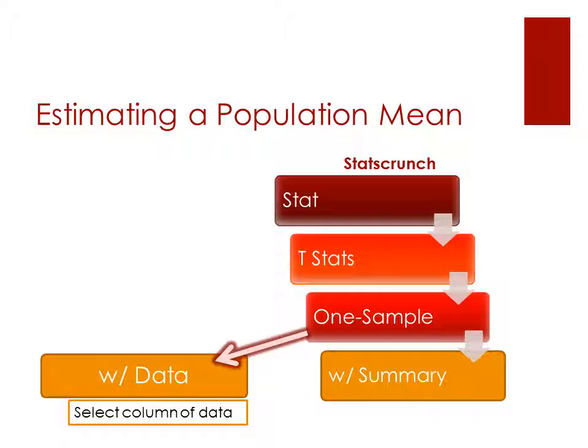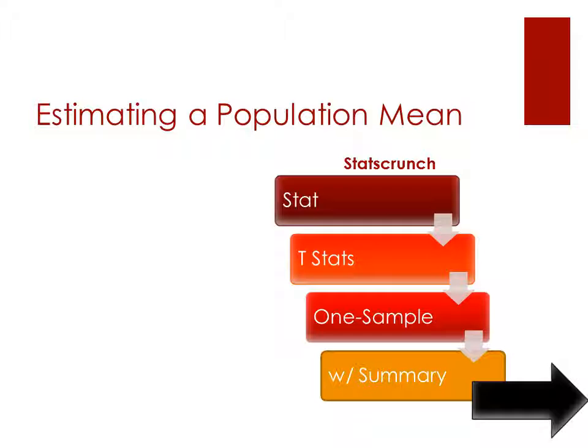Now keep in mind you also have the option at One Sample to select With Data if you're working with a raw data set, as some of the homework problems have, where you have the raw data and you can click on the icon to open it up in StatCrunch. There you'll be processing it by selecting the particular column of the data that you want to solve. But we're going to be working with With Summary.